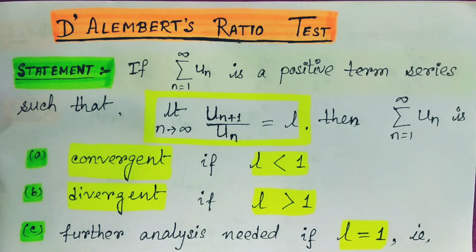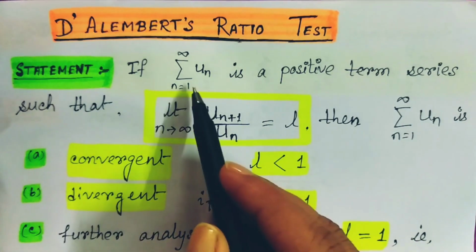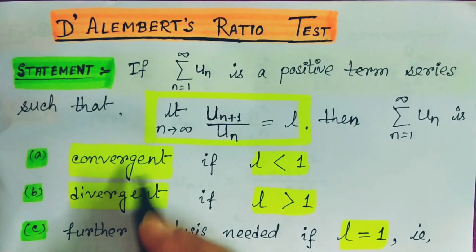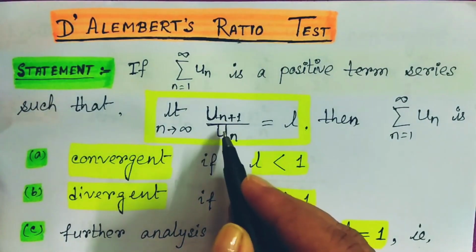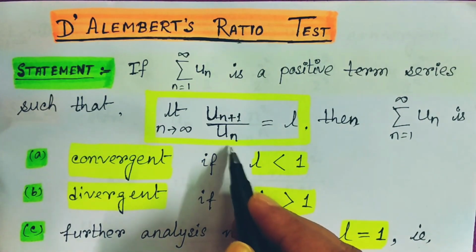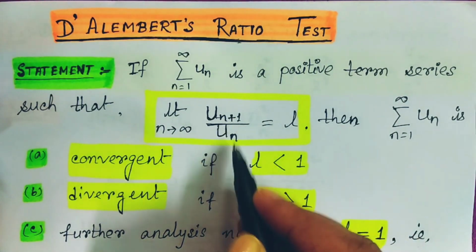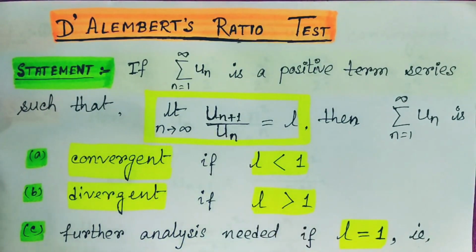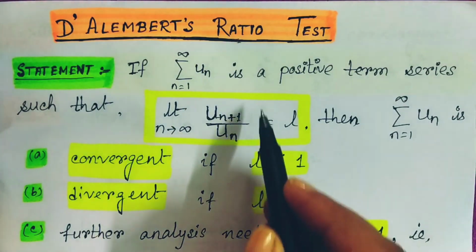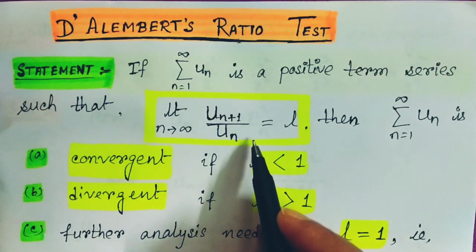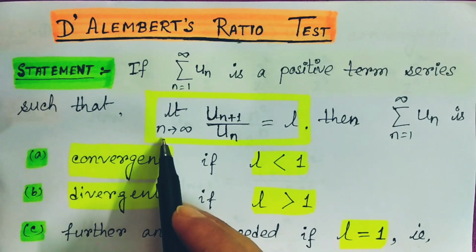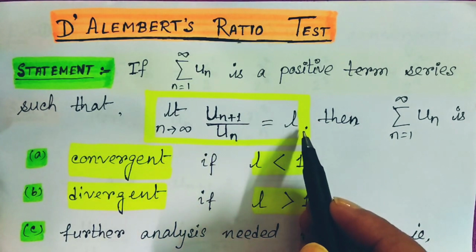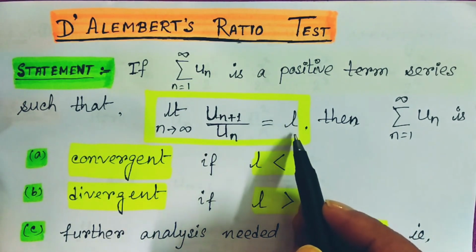What is it? If summation n equals 1 to infinity un is a positive term series such that limit n tends to infinity un plus 1 divided by un is equal to L. Un is the nth term of this positive term series and un plus 1 is the n plus 1th term of this series. If we take the ratio of these two and after that take the limit when n tends to infinity, then we will find a limiting value. So this limiting value is say L.